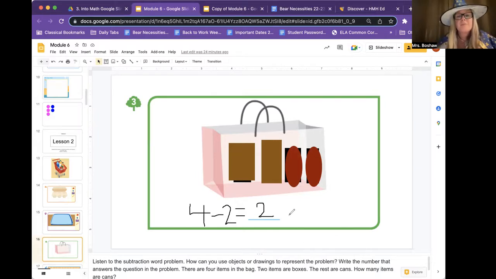Again, you don't need to write that equation. I'm just showing you what it looks like, but you do need to draw the objects in the bag and the numbers. So pause this while you do that.